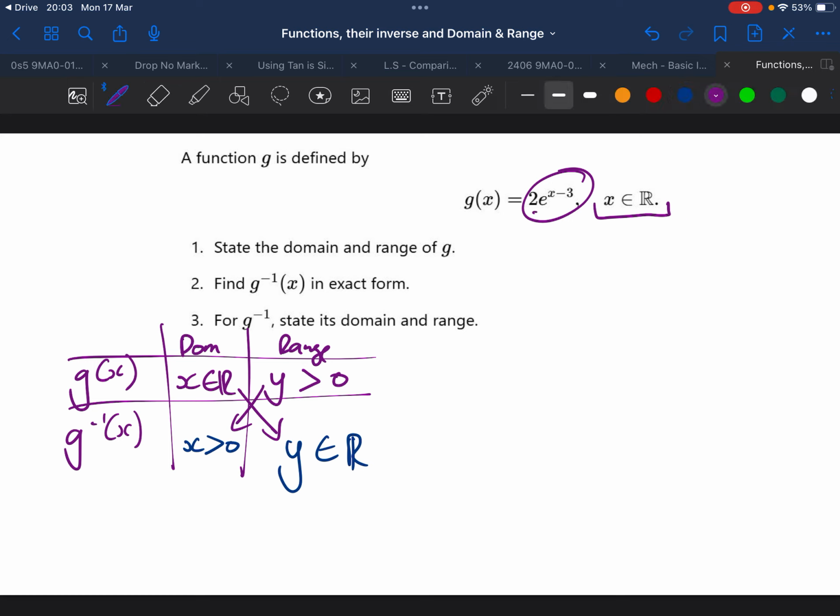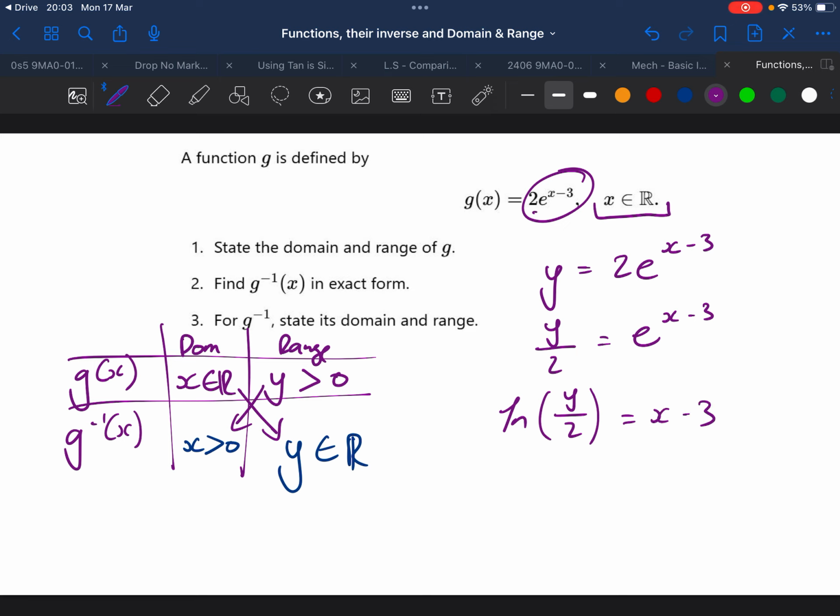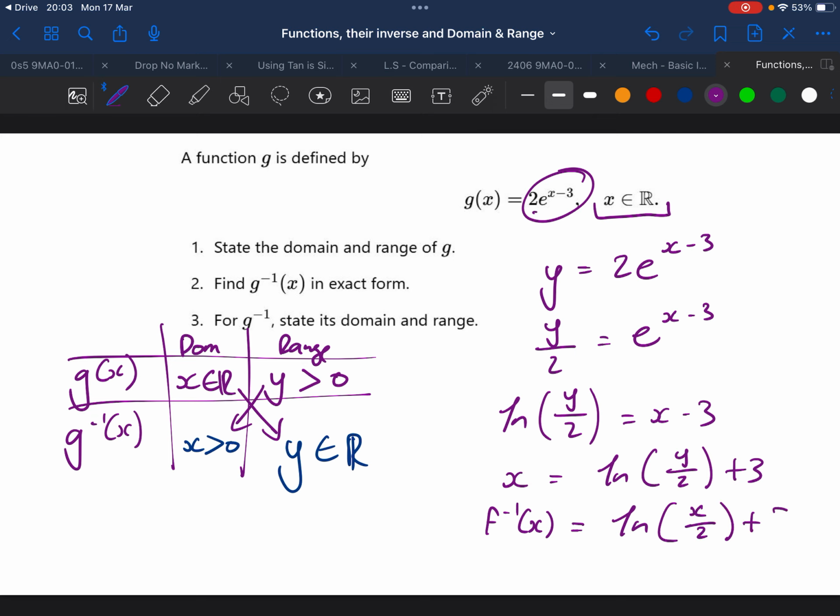So let's find g inverse. So y equals 2e to the x minus 3. y over 2 equals e to the x minus 3. Take the natural log. I haven't swapped the x's and y's yet, I'll swap them at the end. I'll do it slightly differently this time. So the natural log of y over 2 equals x minus 3. x equals the natural log of y over 2 plus 3. And let's exchange these now. So the inverse function is the natural log of x over 2 plus 3.